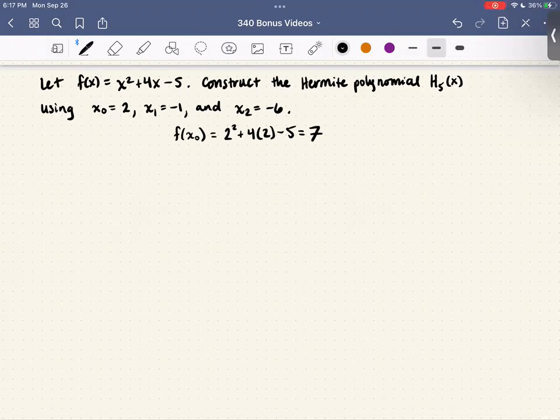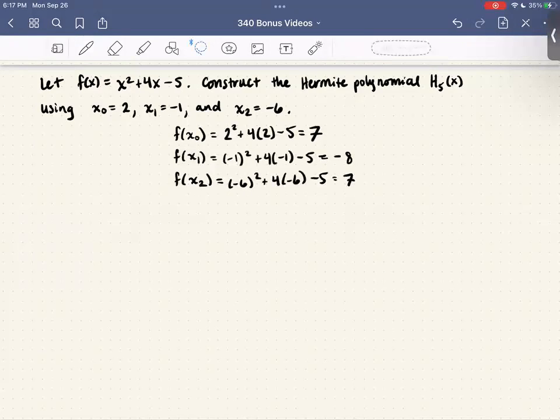Okay, and then I'm also going to need to know f evaluated at x1, so I'm going to plug in -1 here: -1 squared plus 4 times -1 minus 5. And that's going to give me -8. And I'm going to need to know the value at x sub 2. So I will substitute in -6 to my function f of x, and that'll also give me 7.